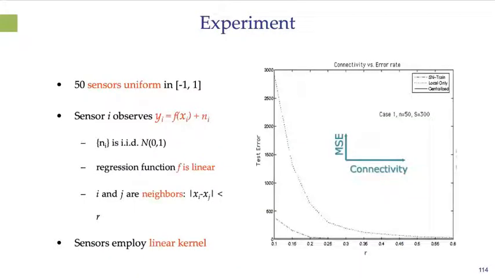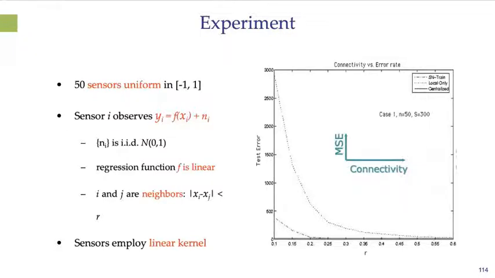But we can just look at an example of this. Here's a case where we have 50 sensors lined up along a line between -1 and 1, just randomly deployed. Each sensor is going to observe a function of its location, xi, plus noise. We'll just assume the noise is IID normal 0, 1. In this case, the function f is going to be linear, so this is a very simple problem.